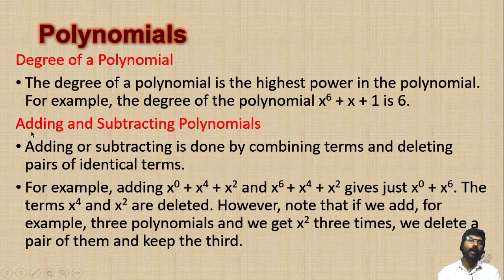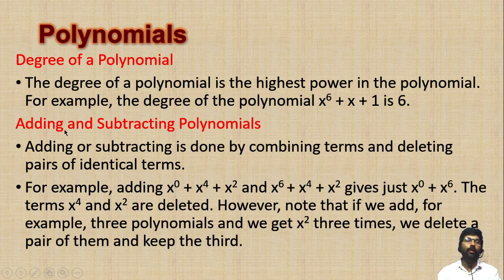Then we have to understand how to add and subtract polynomials. Adding or subtracting is done by just combining the terms and deleting a pair of identical terms. For example, consider this example here: x raised to 0 plus x raised to 4 plus x raised to 2. Now the second polynomial is x raised to 6 plus x raised to 4 plus x raised to 2.